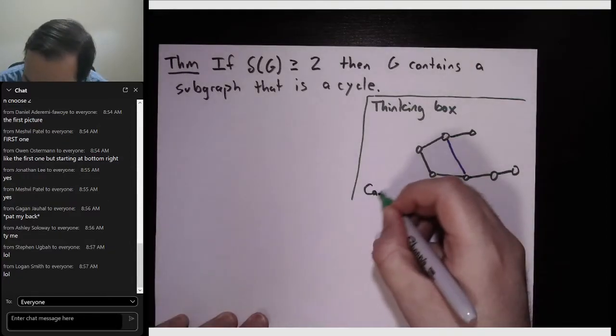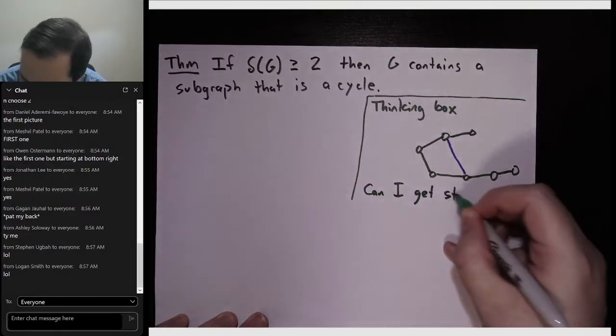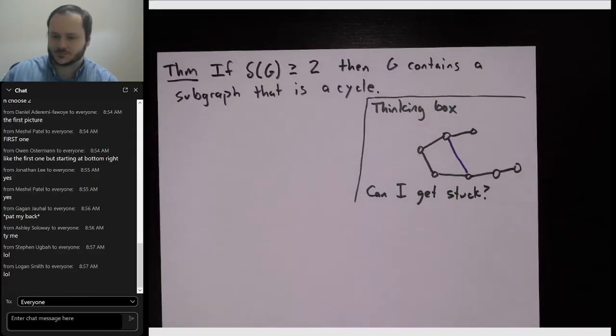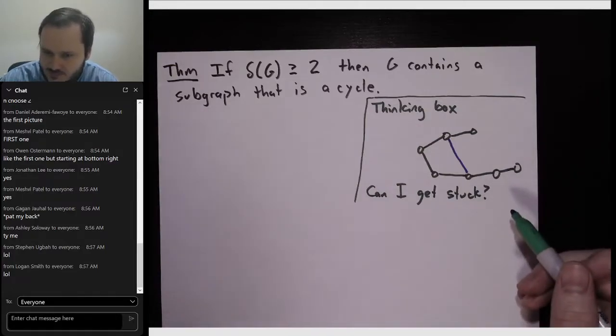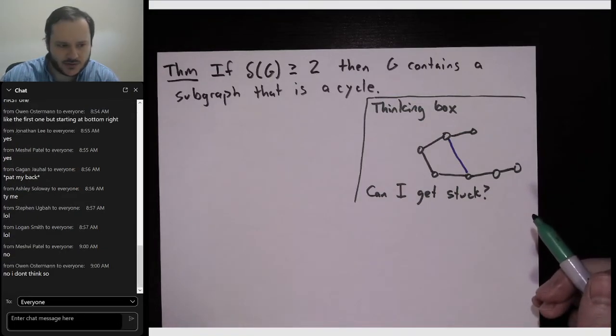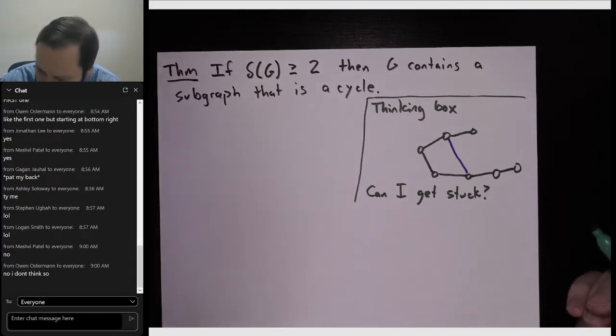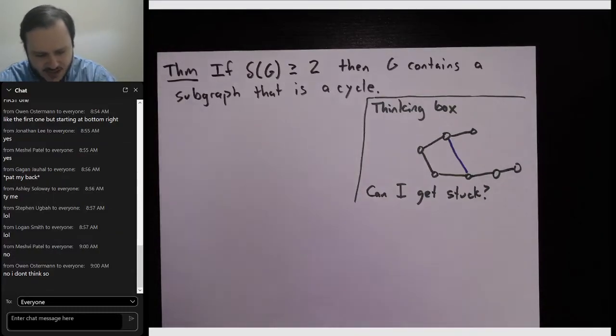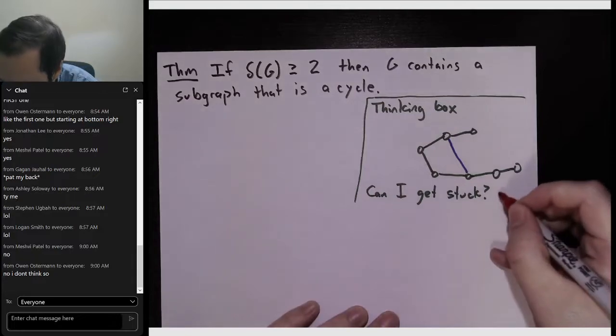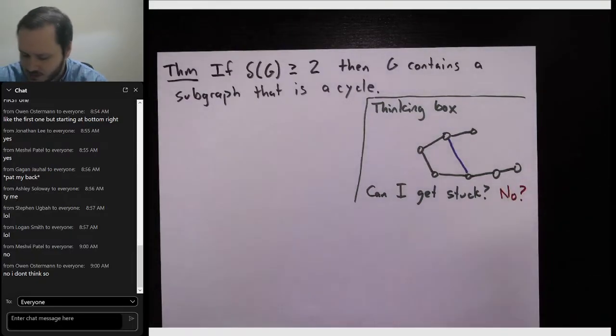Can I get stuck? Is there any way I can keep doing this and then I just run out of new vertices to add? Is there any way to get locked in a corner? Yeah, it doesn't seem like there should be any way to get stuck. I'll put a question mark here, because we're not entirely sure. But it seems like I should be able to just keep going.